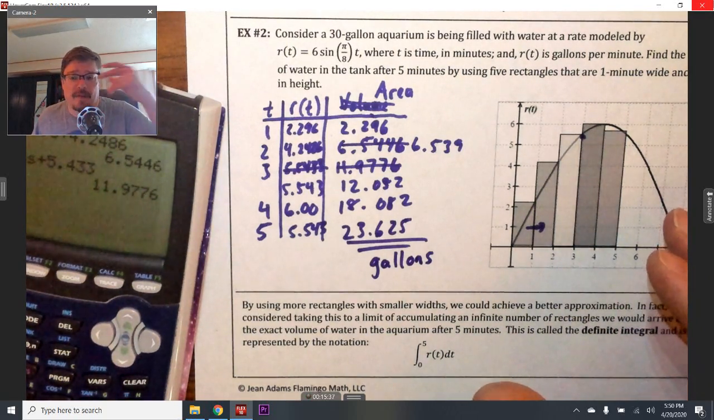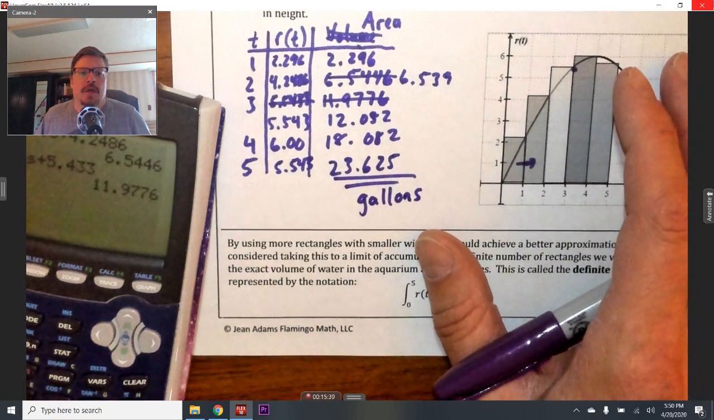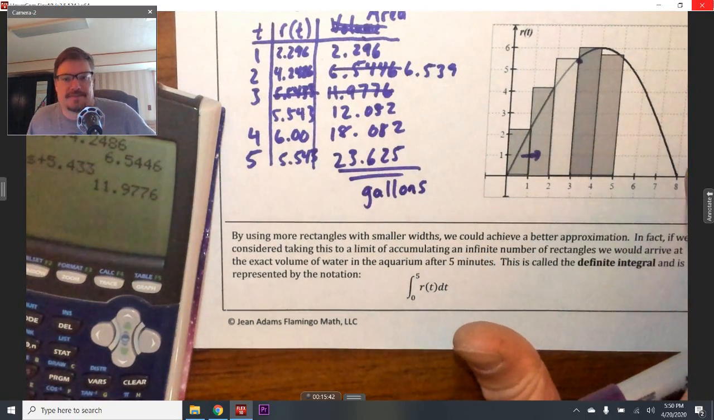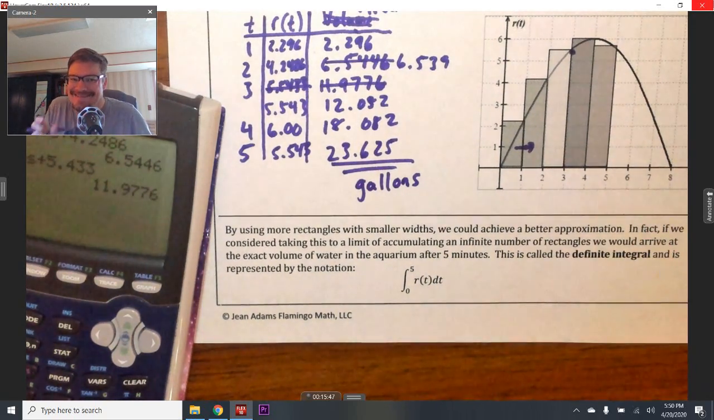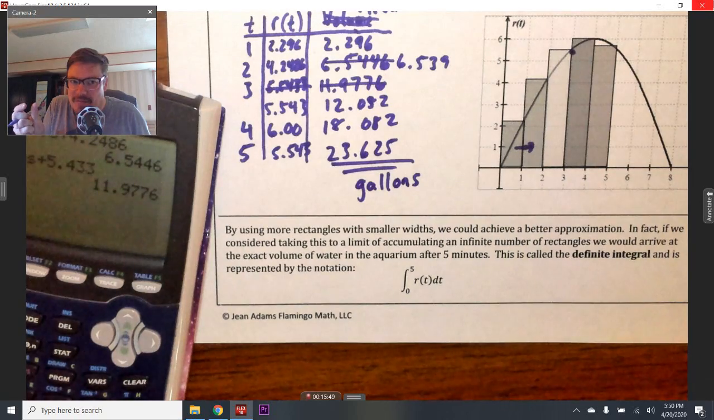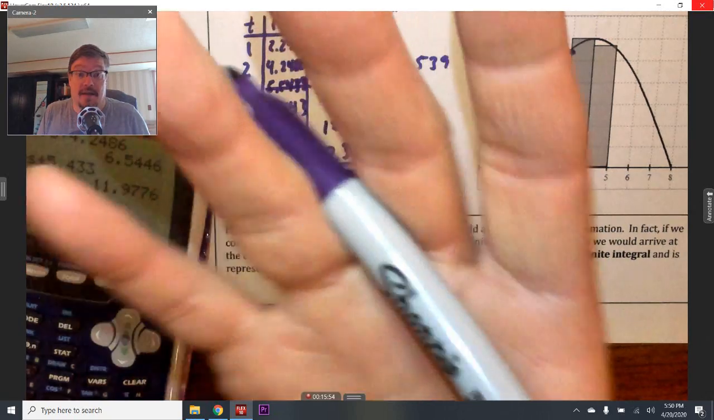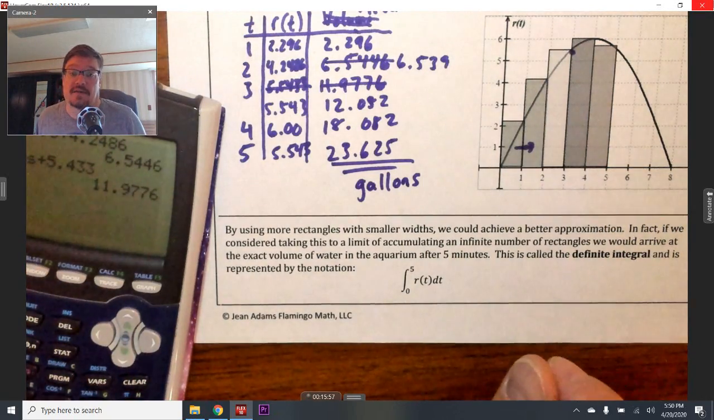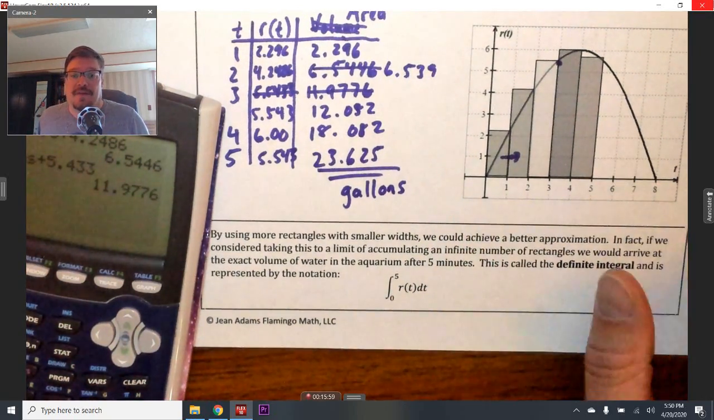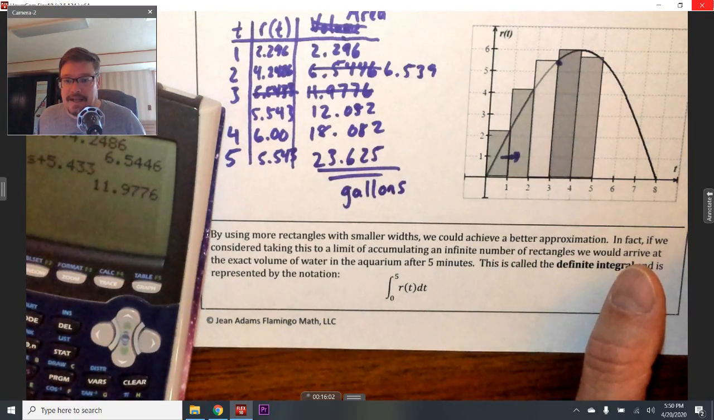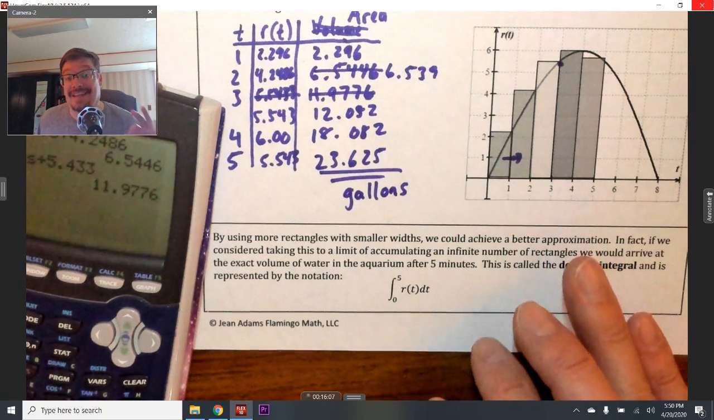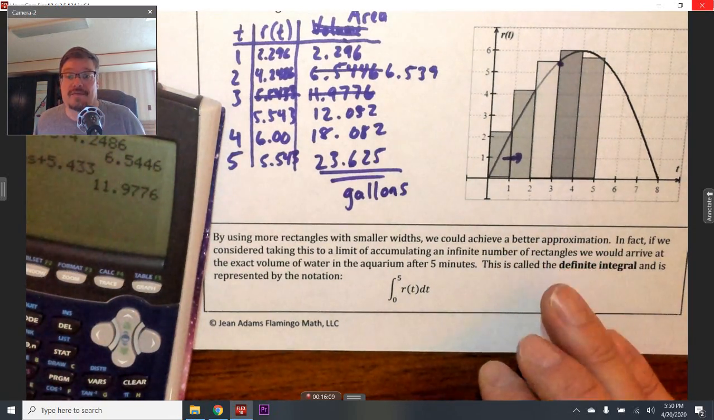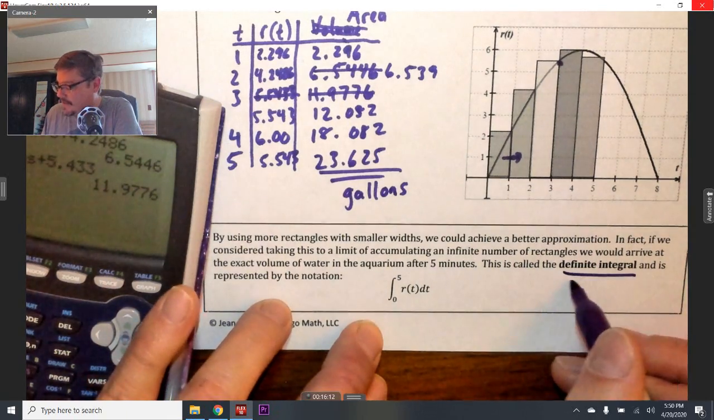Using 5 rectangles. Now, here's what's great. This is what Newton did. By using more and more rectangles with smaller widths, that is, taking the width of the rectangles and making them so small, you're essentially making your delta t go to 0. And we've been doing that. So in fact, if we consider taking this to a limit of accumulating an infinite number of rectangles, that is, as n goes to infinity, we would arrive at the exact volume of water in the aquarium after 5 minutes. And this is called the definite integral.